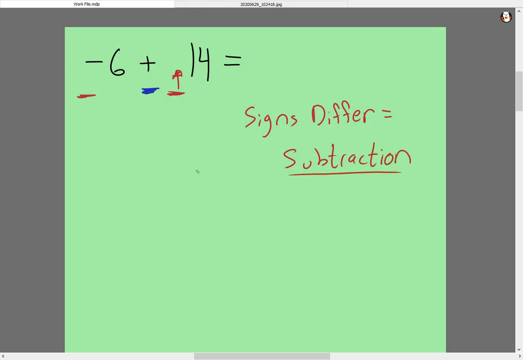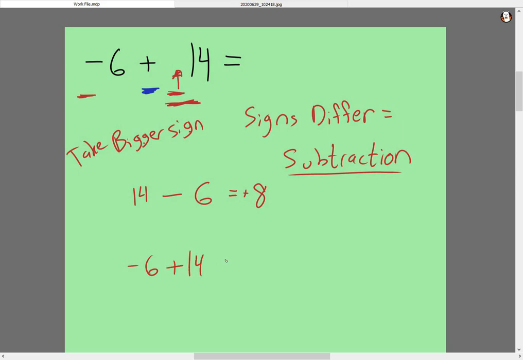So what we're going to do is take these and subtract them. So we're going to do 14 minus 6, and that's 8. But we're going to take the bigger sign. So 6 and 14. 14 is bigger, right? 14 is bigger, so we're going to take its sign, and its sign is positive. So that means this is a positive 8. So negative 6 plus 14 equals 8.